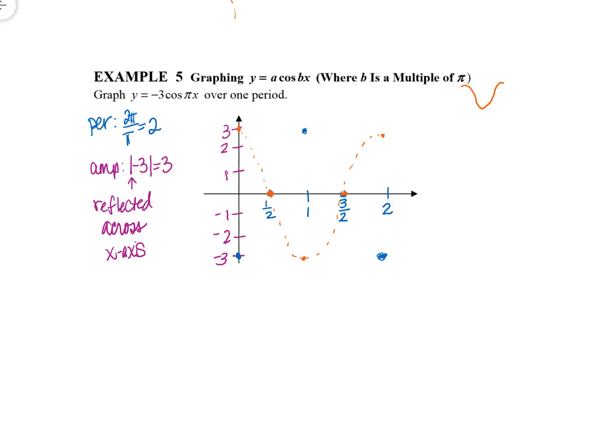Now it's at 0, -3, we know that's the minimum, so it's going to come back up. Come up to the maximum and then back down to the minimum, and then it goes up. So you want your arrows at the ends to go up, and that is one period of y is equal to -3 cosine of pi x.